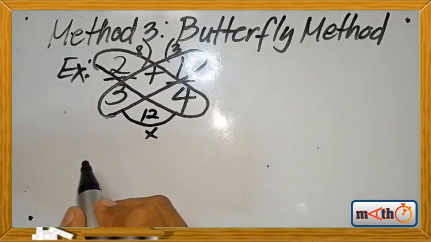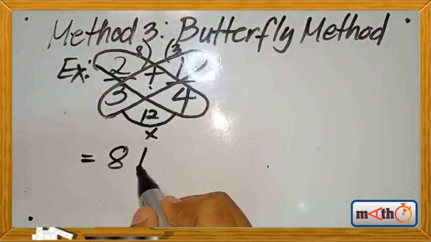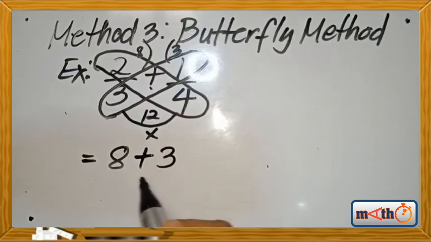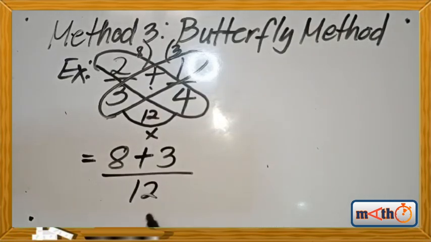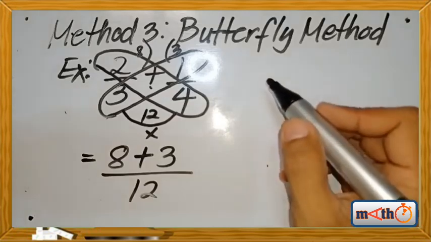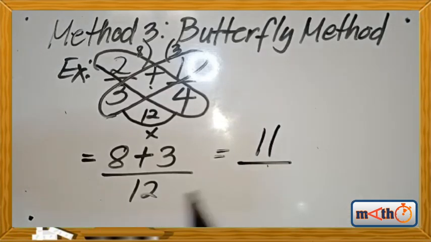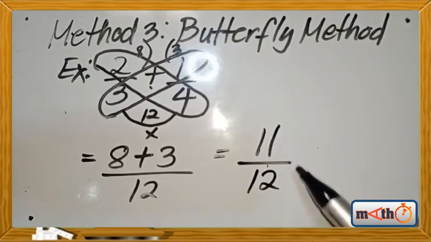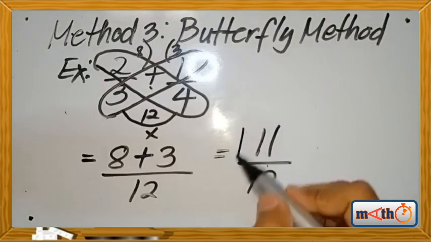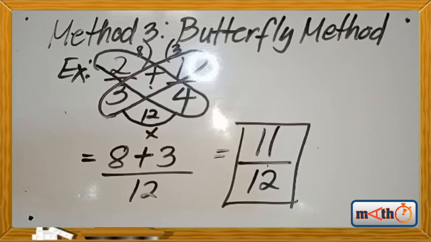Okay? Next is to rewrite. We have here 8, copy the operation, plus 3 over 12. So 8 and 3 are sharing in a common denominator, which is equal to 12. Okay? So we have 8 plus 3, that is equal to 11. And then copy the denominator 12. So we have here 11 over 12. So 11 over 12 is our final answer because we don't have any common factor between 11 and 12.